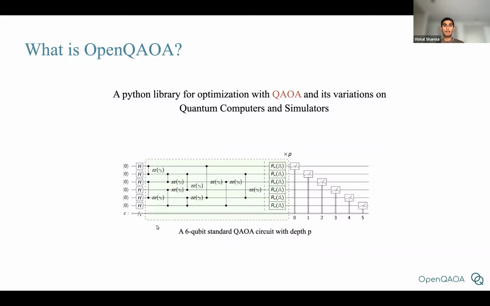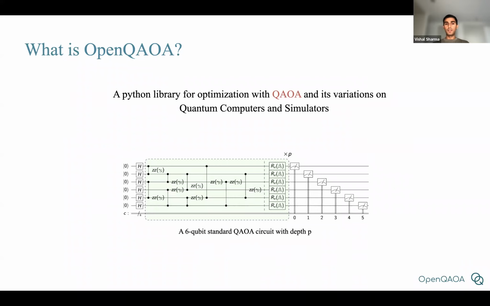Since I want this talk to be as accessible as possible to a wide variety of audiences, whether you've just started your journey in quantum computing or you're a really distinguished researcher in QAOA, I would like to bring everyone together. And for that, maybe I'll just start with a quick introduction of what QAOA is.